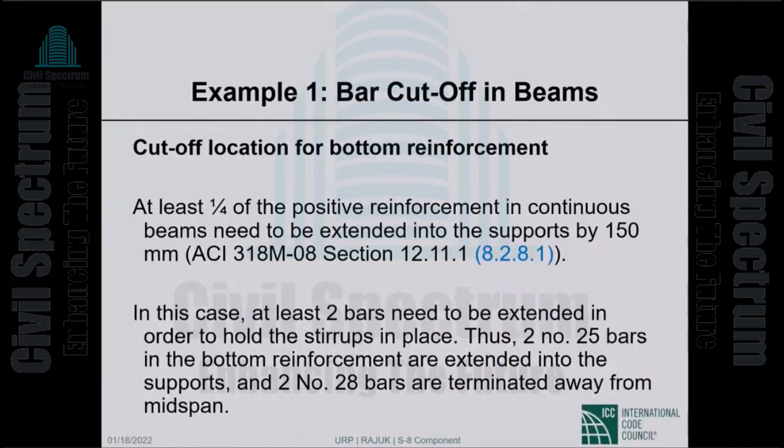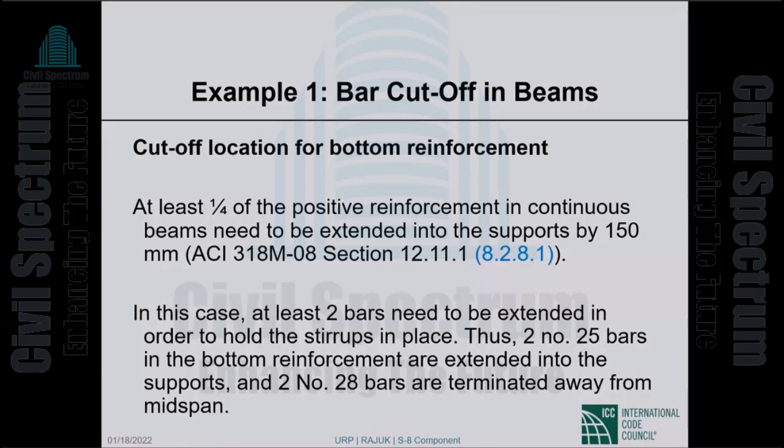Okay, so here are the calculations. At least 1/4 of the positive reinforcement in continuous beams needs to be extended into the supports by 150 millimeters. This is the 3810 requirement. In this case, at least 2 bars need to be extended in order to hold the stirrups in place. As I said, for construction reasons, you have a stirrup, you need to hang it around bars. So we need at least 2 bars.